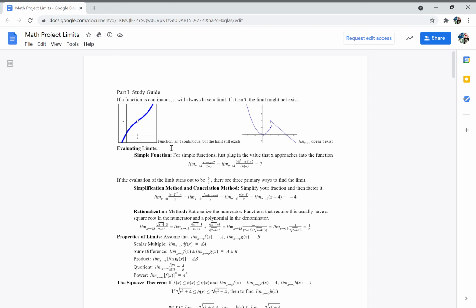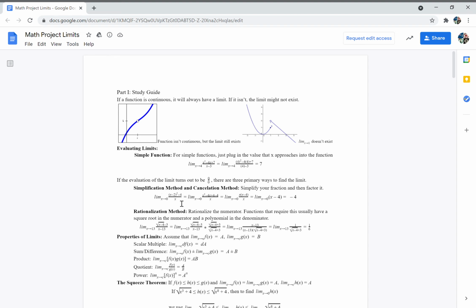So to evaluate a limit, you just plug in a value of x. As in this case, you just plug in x equals 4 as the limit of x approaches 4, and you get 7 after some math. But if you don't get a value for a limit, like 0 over 0, then you'll have to use some different methods like simplification or cancellation, however you want to call it.